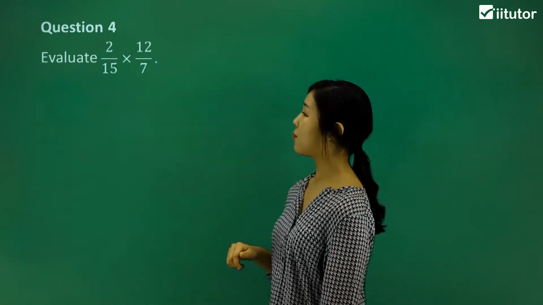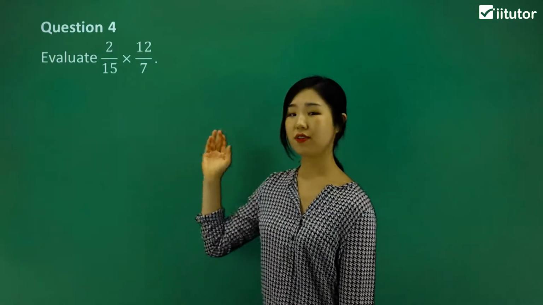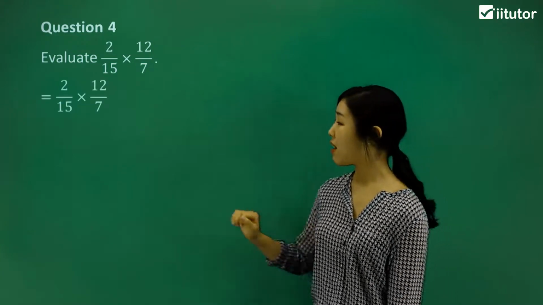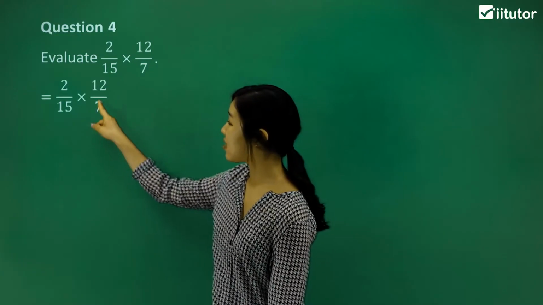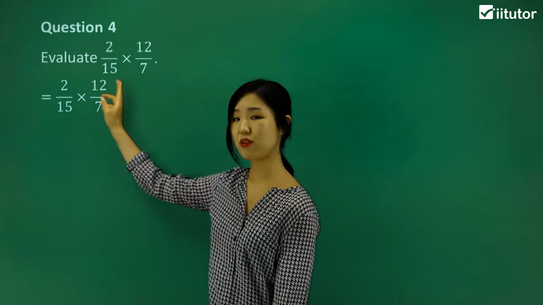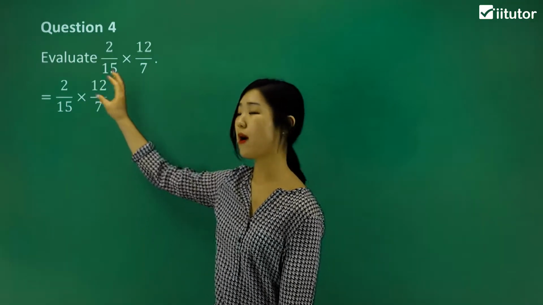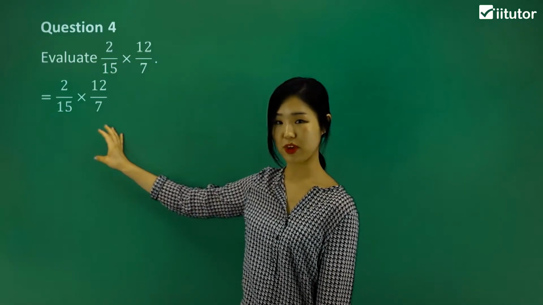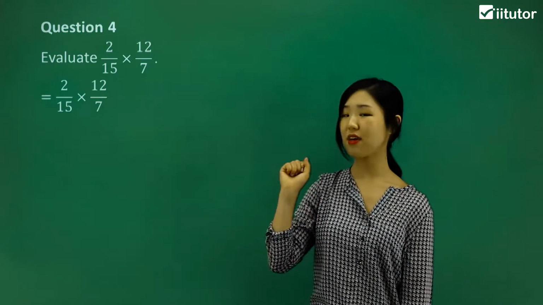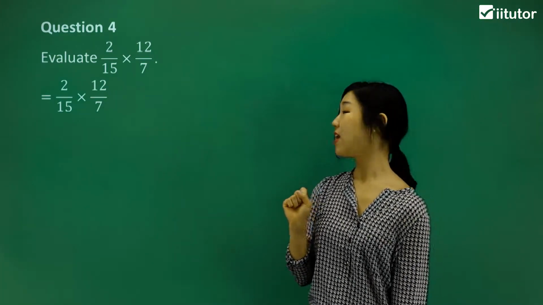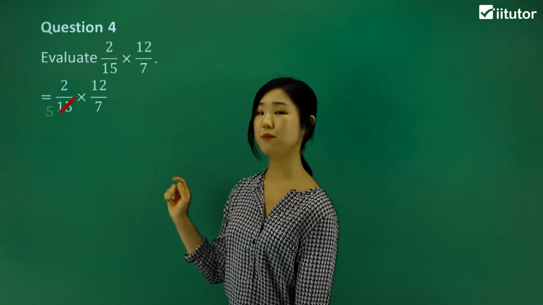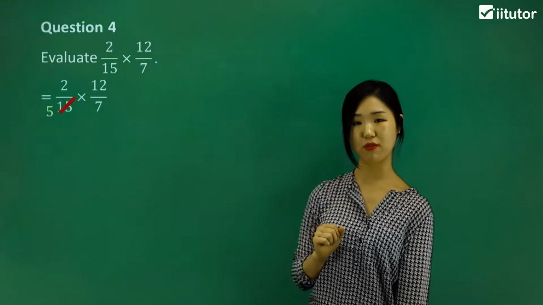Okay, question 4. Again, we want to evaluate. So we have this kind of fractions together. We have to multiply them. Now, I'll just write it down over here. You can see that 12 and 15, I think they have common factors. It doesn't matter if you do diagonally, as long as one's on top and one's on bottom. Okay, this is when we're multiplying, you can do this. So 12 and 15, I can see that 3 is a common factor. So let's cross out the 15 and it will become 5, because the 15 divided by 3 is 5.